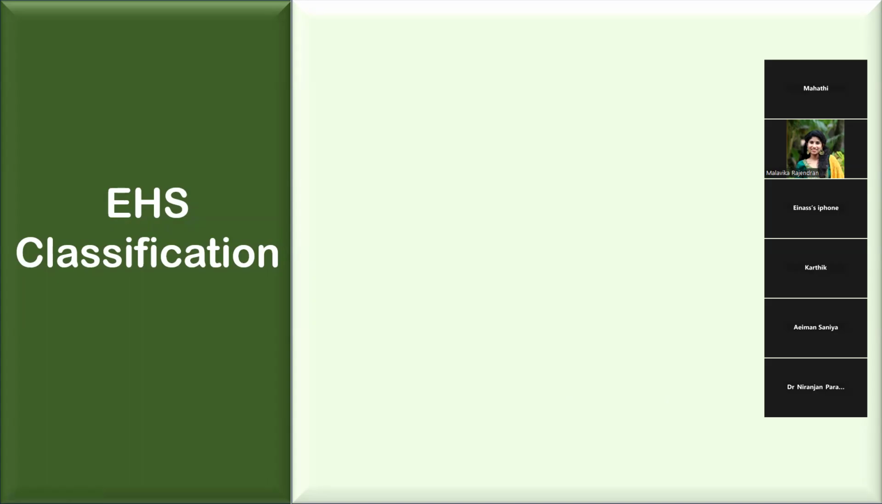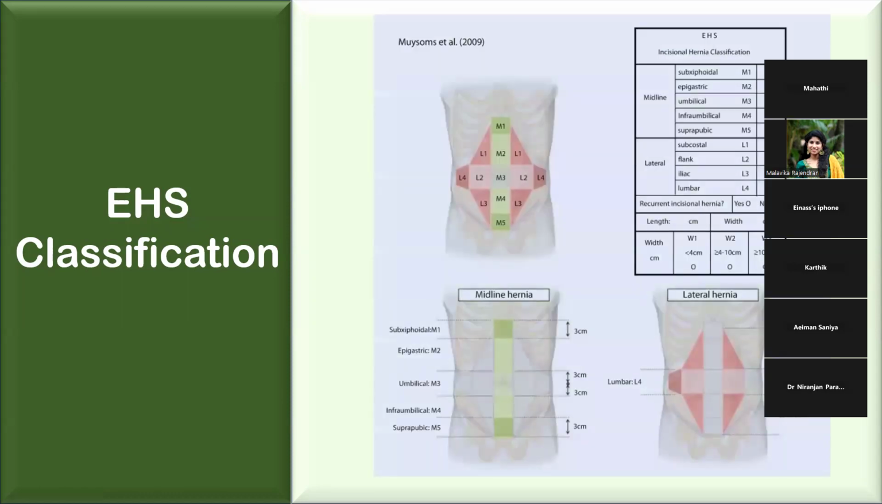So, you know what the EHS classification is. Pavitra, you want to have a go at it? Yes, sir. Basically, it's divided as midline and lateral. Midline is according to the anatomical locations. We go just below the xiphisternum, then epigastric or supraumbilical, then umbilical, then infraumbilical, and suprapubic. And then lateral, also according to the anatomy. First, from top to down, subcostal, then the flanks or the lumbar region, then the iliacs. Yes, sir.